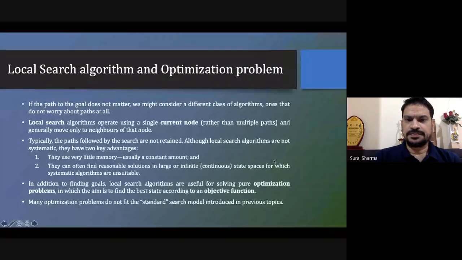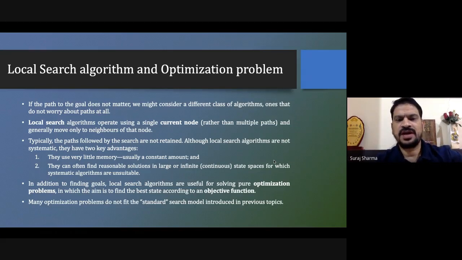Local search algorithm and optimization problem. This also comes under heuristic search algorithm, but here we are reducing the space complexity. Whatever space complexity we had in the previous examples, we are trying to reduce it here in local search algorithms and optimization problems.